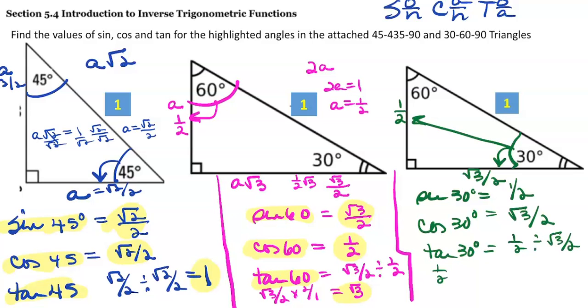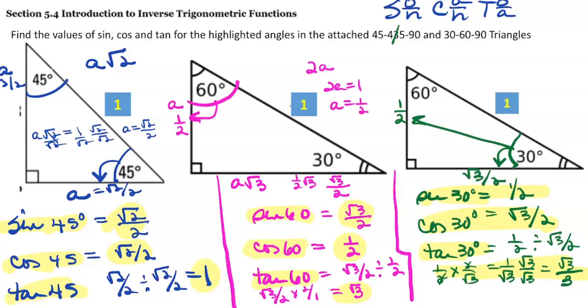So this is 1/2 times 2/√3. Again, those 2's cancel. I'm left with 1/√3, but I have to rationalize that. So I'm going to get √3/3. So now we have all of our main trig functions as they pertain to the special triangles. Okay, and there's one thing, you can eliminate that extra 3 there. And we're going to go on to the next page.